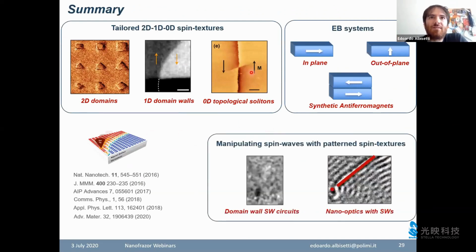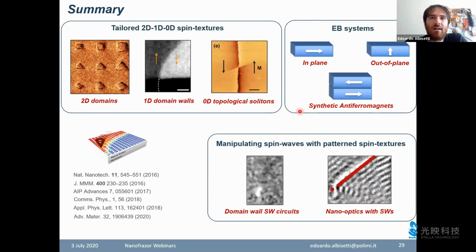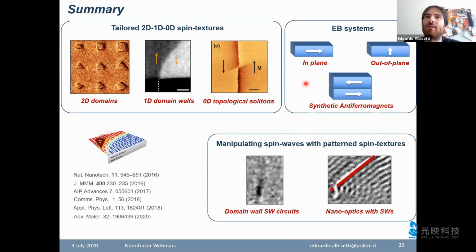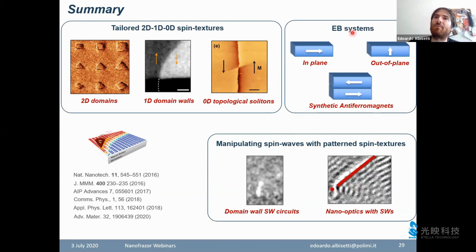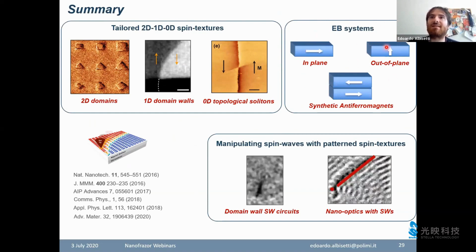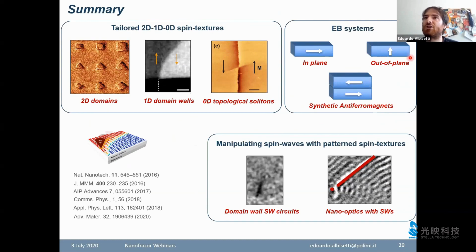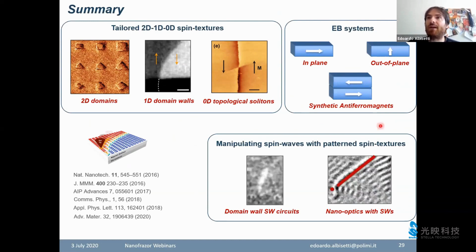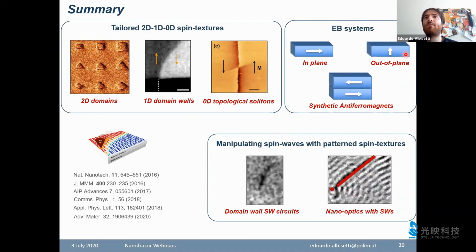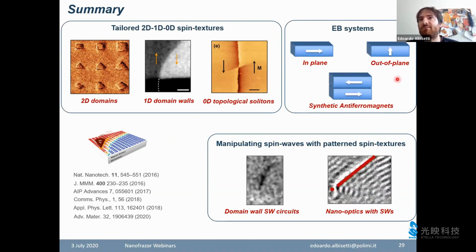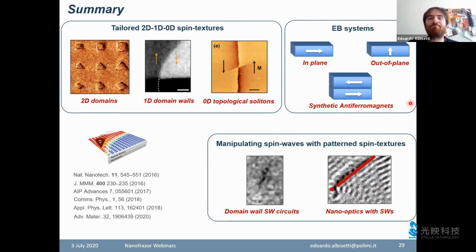Okay, so with this I come to the conclusion. I showed you that we can, in a wide range of systems, control the spin texture via thermally assisted magnetic scanning probe lithography. In particular, I showed you in-plane systems, out-of-plane systems, and synthetic antiferromagnets. And each one of these systems has particular applications and particular peculiarities that you can exploit by using spin textures as active components for manipulating quasi-particles such as fermions or spin waves.